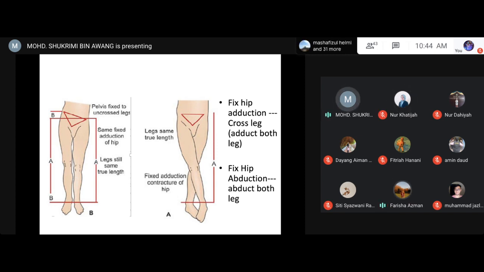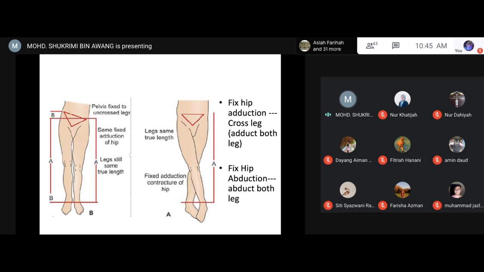Okay, good. Prof, how do we abduct both legs for the fixed hip adduction? Because fixed abduction means the patient comes to you with one side already abducted. So you abduct the normal side. Same thing here. If, let's say, the right side is adducted, you further adduct the normal side. You cannot further adduct the affected side. You adduct the opposite side. Only then will you get the pelvis square.